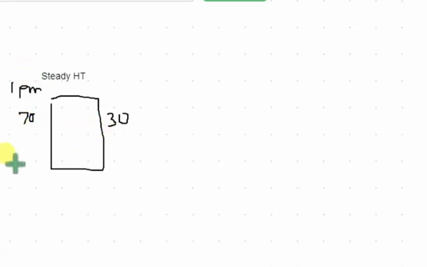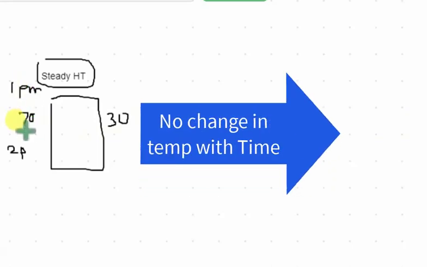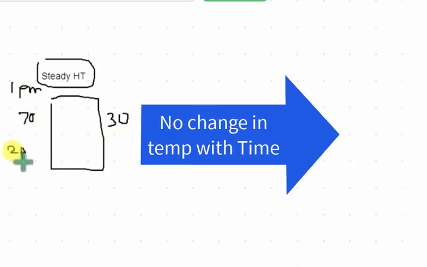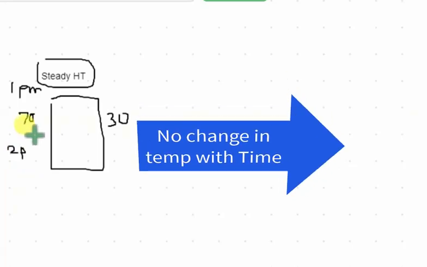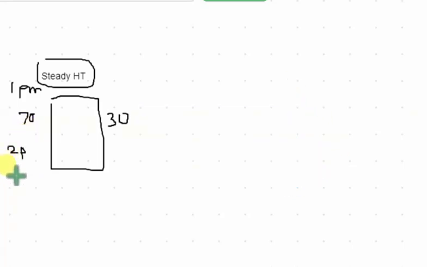So you go back and come back again at 2 p.m., and you find that the temperature is again 70 degrees and 30 degrees. This is called steady state heat transfer. So what do you understand by steady state? That there is no change in temperature. At 1 p.m. the temperature is 70 degrees, at 2 p.m. it is 70 degrees, and if you come back at 3 o'clock, it will still be 70 degrees.